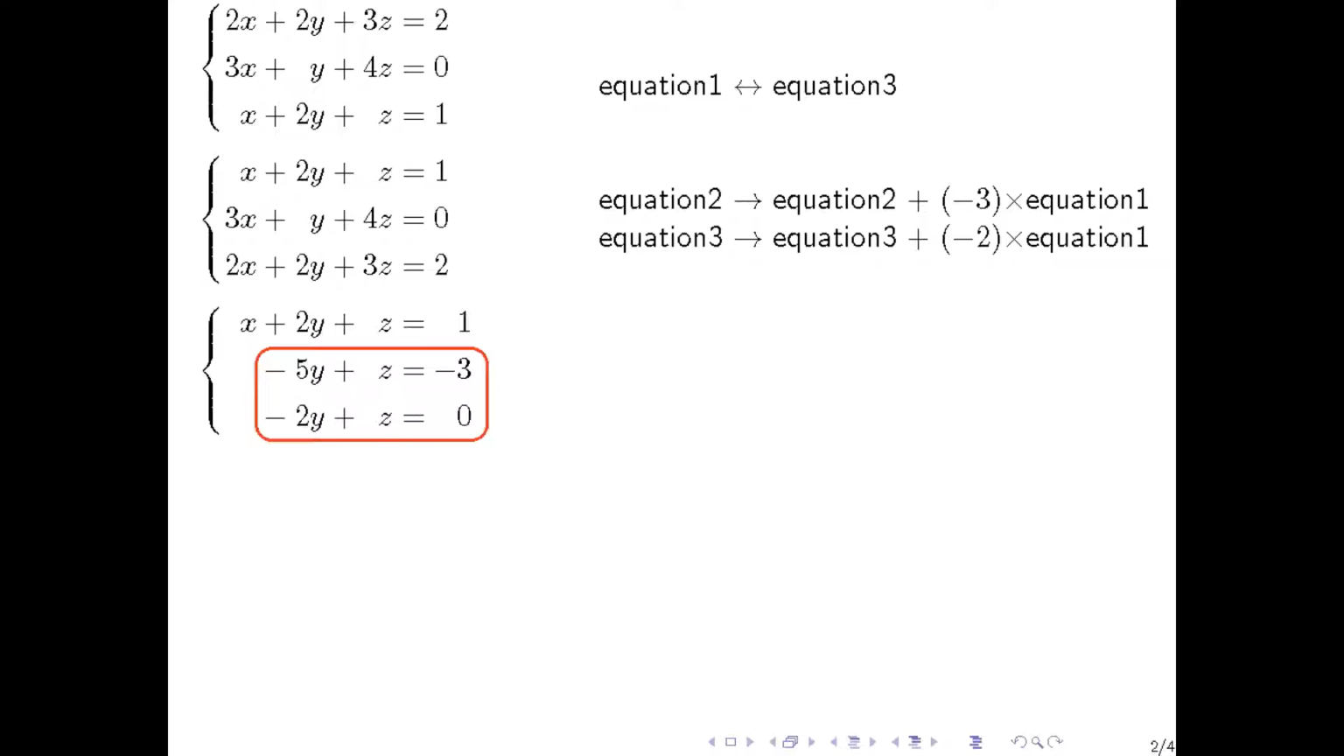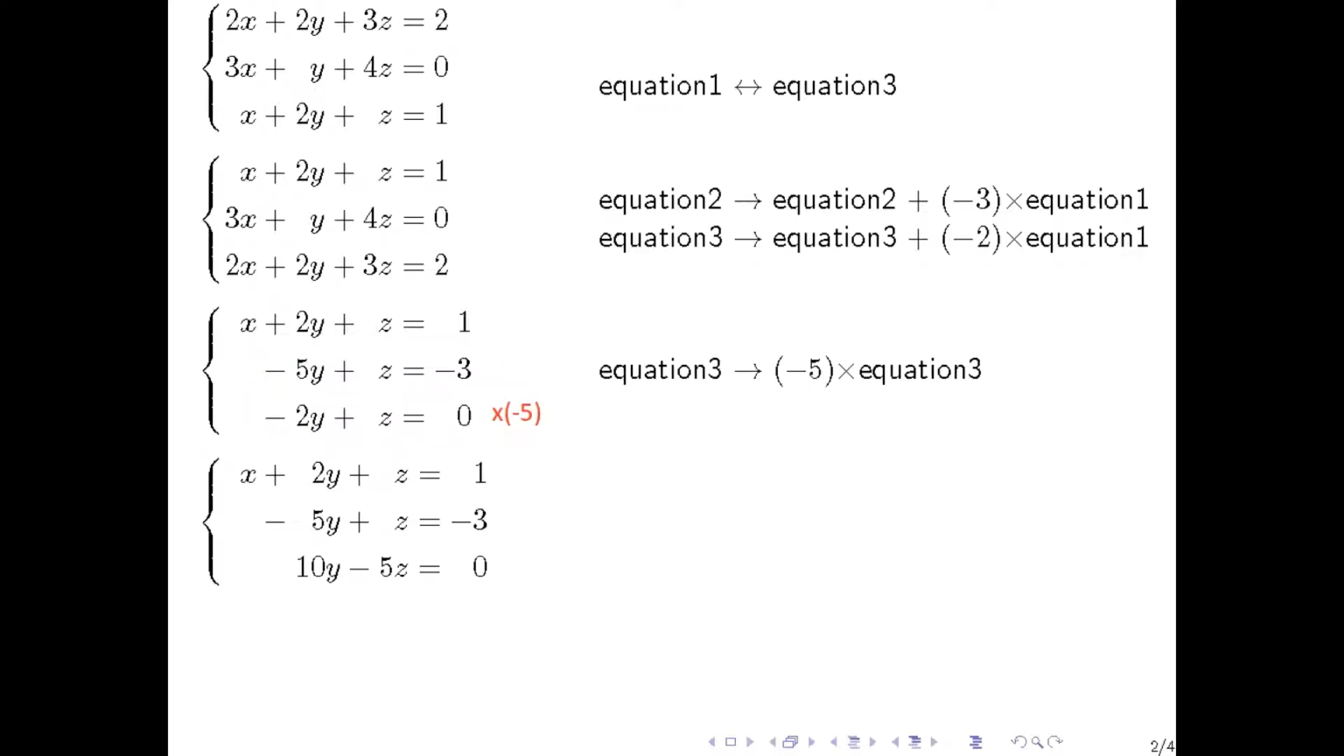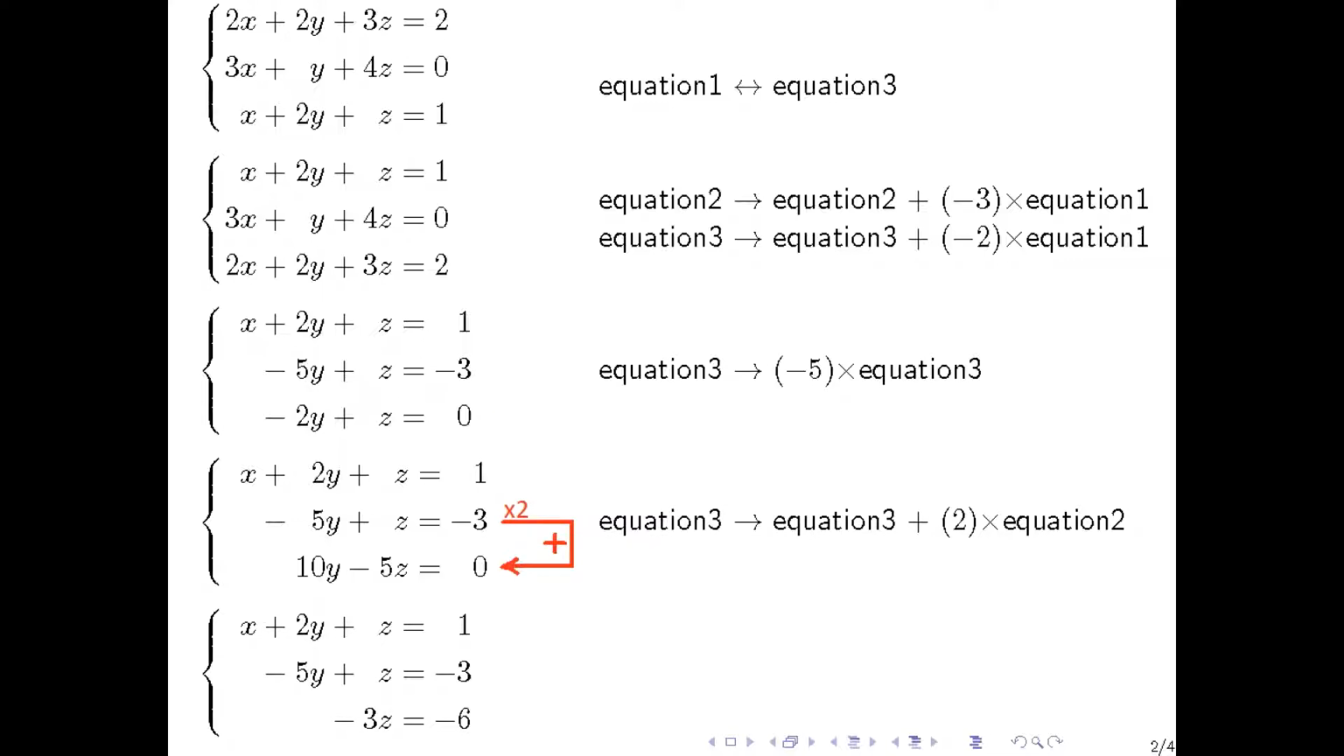The next step is to repeat the whole process for the unknown y on a smaller scale. Because neither 5 nor 2 is a multiple of the other, to help us simplify our later computations, we first multiply the whole equation 3 by negative 5. If we do that correctly, we should be able to get 10y minus 5z equals 0 as below. Next, we'll try to eliminate the y below. In order to do so, we multiply equation 2 by 2 and add that directly to equation 3. We should be able to get negative 3z equals negative 6.